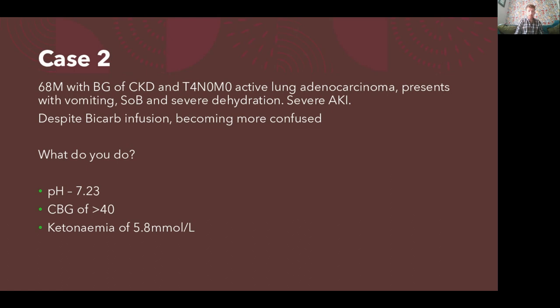So this is what you get. A pH exceedingly low, a blood glucose. I remember the nurse came to me and said, the blood glucose meter just says high. And I said, okay, how high? And they said, I don't know, the machine just says high. And that's the point at which I started feeling quite scared. And I quickly checked their blood for ketones and it came back raised at 5.8.